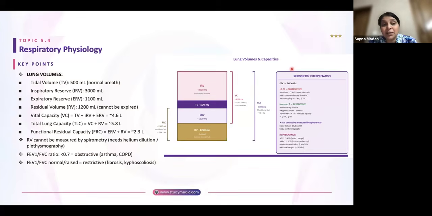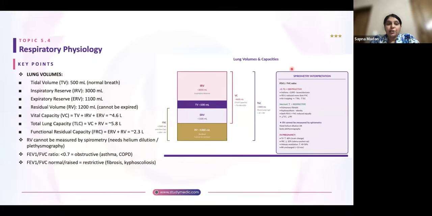Vital capacity, and these formulas are very important. Okay, so the vital capacity is tidal volume plus inspiratory reserve volume plus expiratory reserve volume. Okay, and that is around 4.6 liters. Total lung capacity is the vital capacity plus the residual volume, which is around 5.8 liters. And the functional residual capacity is expiratory reserve volume plus the residual volume, which is around 2.3 liters. The residual volume cannot be measured by spirometry, and it needs helium dilution or plethysmography.